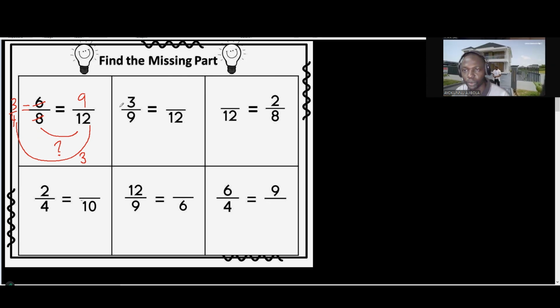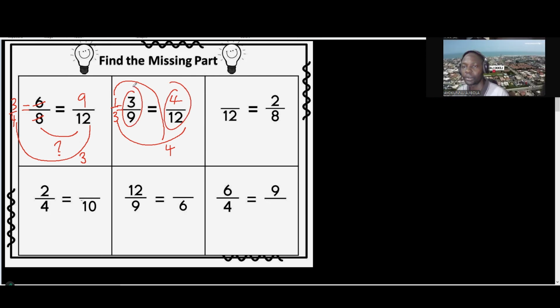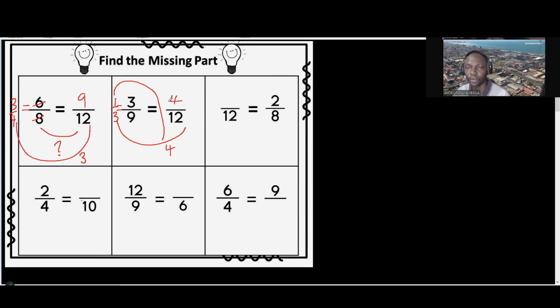Let's do this one too. We can reduce this to 1 over 3, because 3 here gives 1, 3 here gives 3. So 3 times what gives me 12? That is 4. Then 4 times that 1 gives me 4. So I can say this is now equal to this, because you can reduce this to 1 over 3 and you can also reduce this to 1 over 3. Then they are equal.